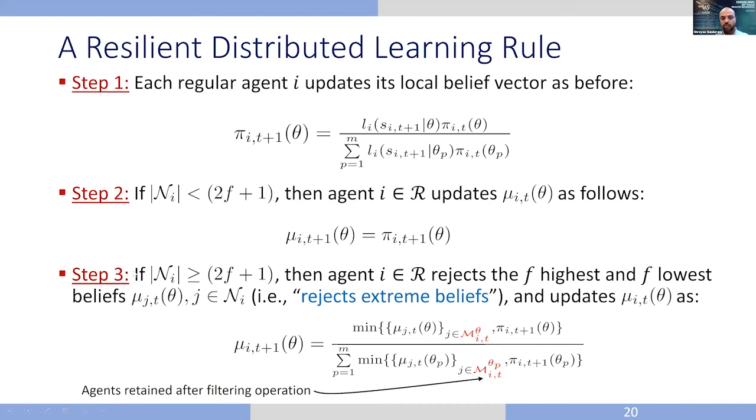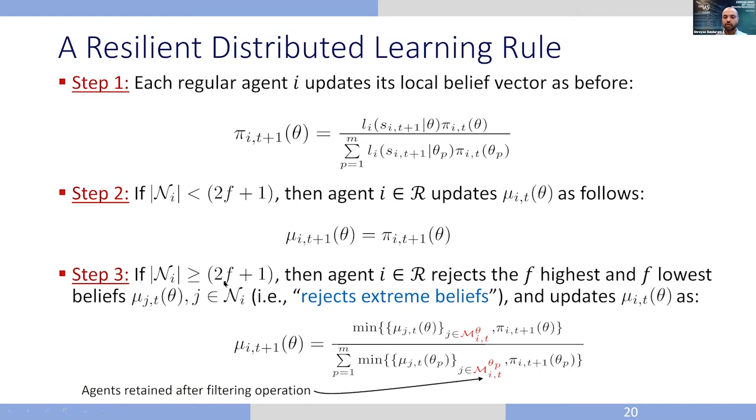And then when it comes time to update its network belief, which incorporates information from neighbors, if I have fewer than 2F plus 1 neighbors, I'm not going to do anything at that time step. However, if I have more than 2F plus 1 neighbors, remember in the previous version, I gathered all my neighbors' beliefs and took the lowest one and updated my belief with that. Here, I'm going to reject extreme beliefs. I'm going to look at all my friends' opinions, their beliefs on that state, throw away the highest F and lowest F, and then take the remaining smallest one. So instead of taking the minimum value, I'm going to take the F plus first minimum value from my neighbors and use that in my update.